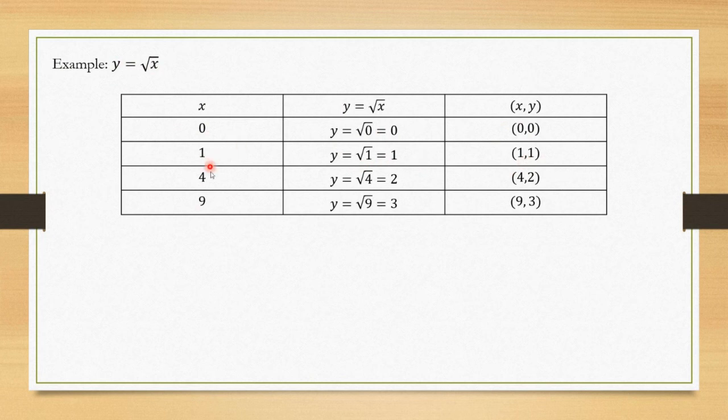Now again, just to make it easier, I'm going to use numbers that are perfect squares. Like 4 is a perfect square. Mostly because then when you take the square root, you get another integer. So the square root of 4 we get is 2. We have 4, 2. Square root of 9 is 3, as you can see. So we have 9, 3.